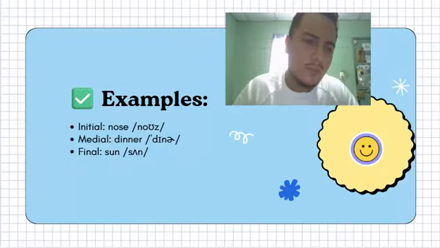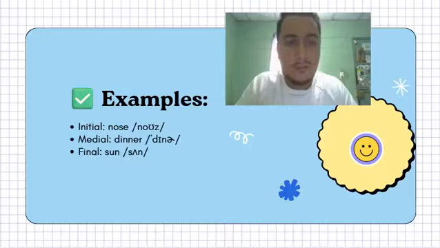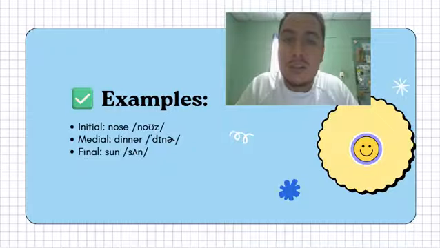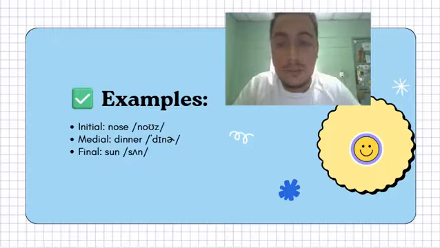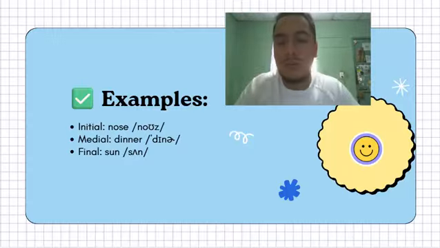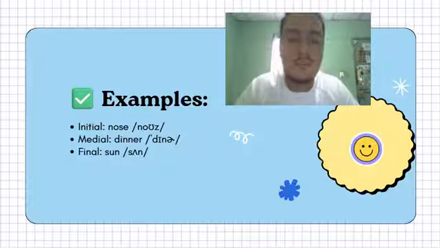Let's see the examples. In the initial, for example, nose. In the middle, dinner. And in the final, sun. Try saying n and notice your tongue moves just behind your teeth.